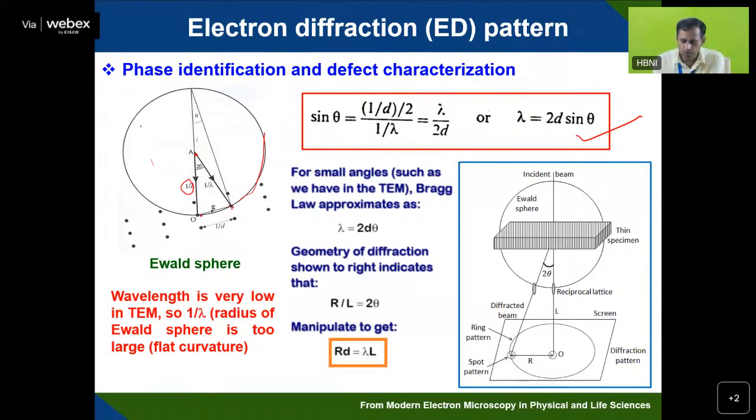So lambda equals 2d sin theta. This sin theta will be almost equivalent to theta, so lambda equals 2d theta. Then, by the geometry of diffraction, we need to draw a right-angled triangle here.